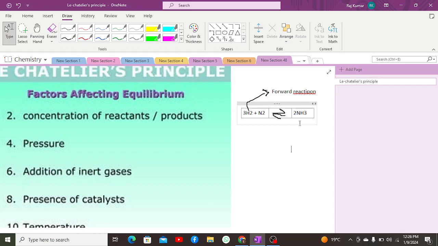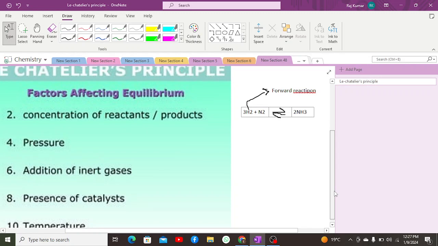Likewise, if we talk about a decrease in the concentration of products, then it will cause an increase in the concentration of reactants, which means the maximum number of collisions of reactants will occur, and this will cause more of the forward reaction. The rate of forward reaction will increase, and thus produce more products. So this is how we consider the phenomena of concentration of reactants and products.